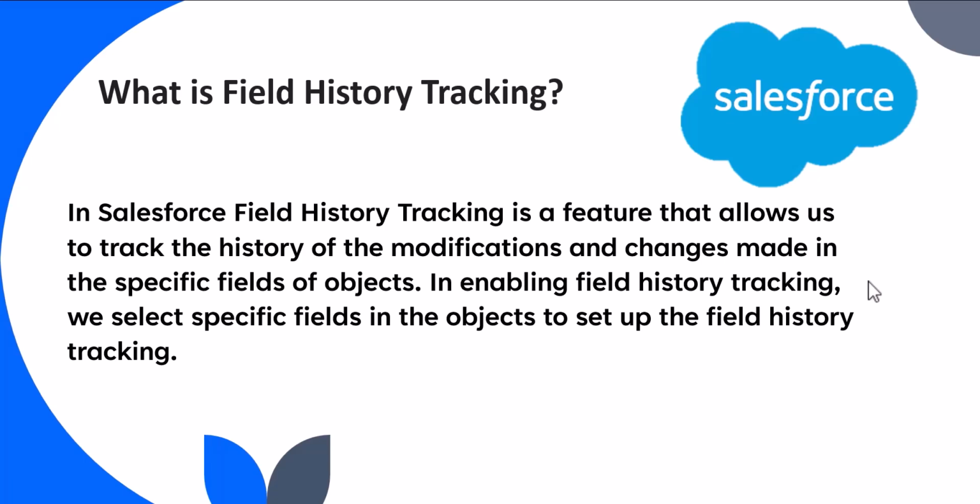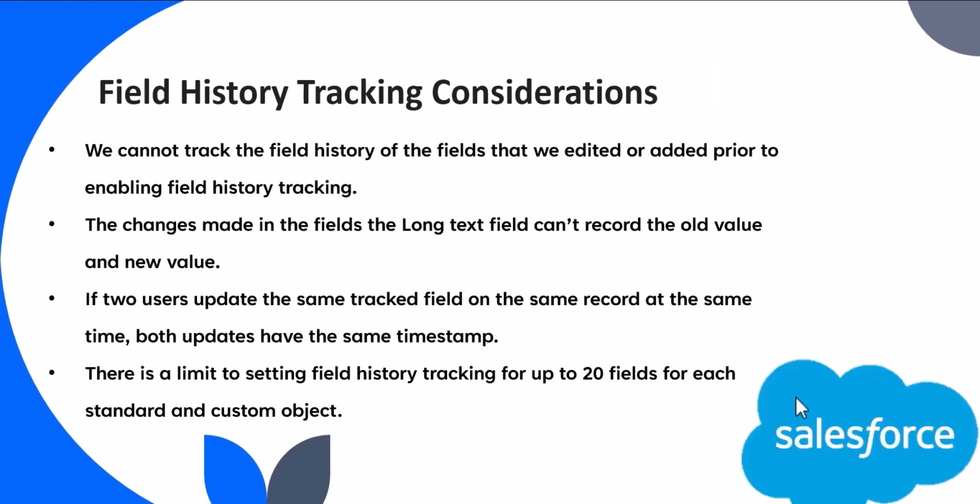For example, there is a picklist field in the opportunity object, that is opportunity stage, and when you change a stage from prospecting to analysis, these changes we can view in the field history tracking. Like we can see the old and the new values in the field history tracking, and there are some considerations that we should be aware of while setting up field history tracking in Salesforce.